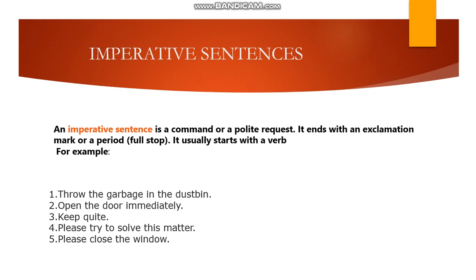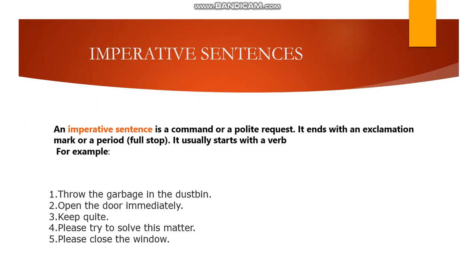Imperative sentences. An imperative sentence is a command or a polite request. It ends with an exclamation mark or a period. It usually starts with a verb. Remember, it usually starts with a verb. For example, throw the garbage in the dustbin. Open the door immediately. Keep quiet. You can see the first three sentences, they are beginning with a verb and they are showing command.